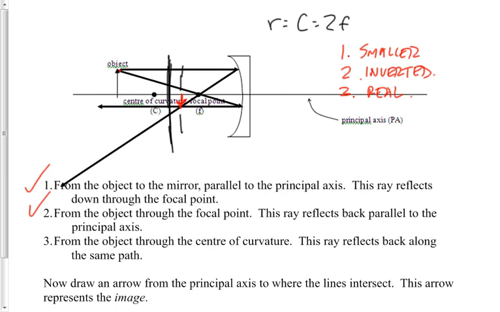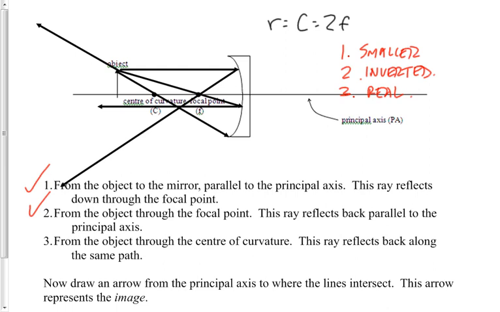All right. I told you, you don't need to draw the third ray for this diagram. You only ever need to draw two, but let's draw the third one anyway, just to illustrate that you could pick the third one instead of the second one, or even instead of the first one for that matter. The third ray goes from the top of the object, down through the center of curvature, down through the center of it. It hits the mirror, and it's going to reflect back upon itself.